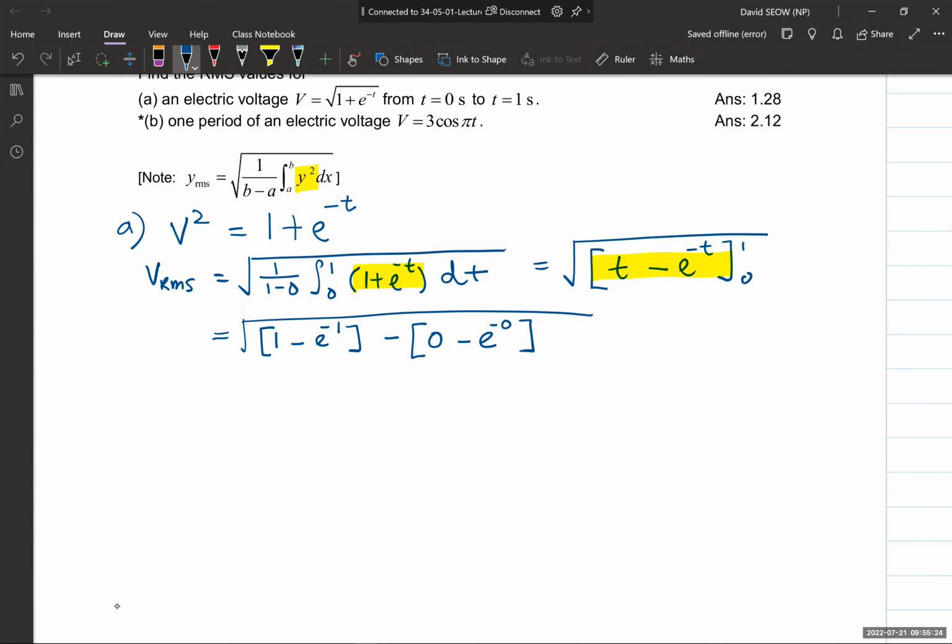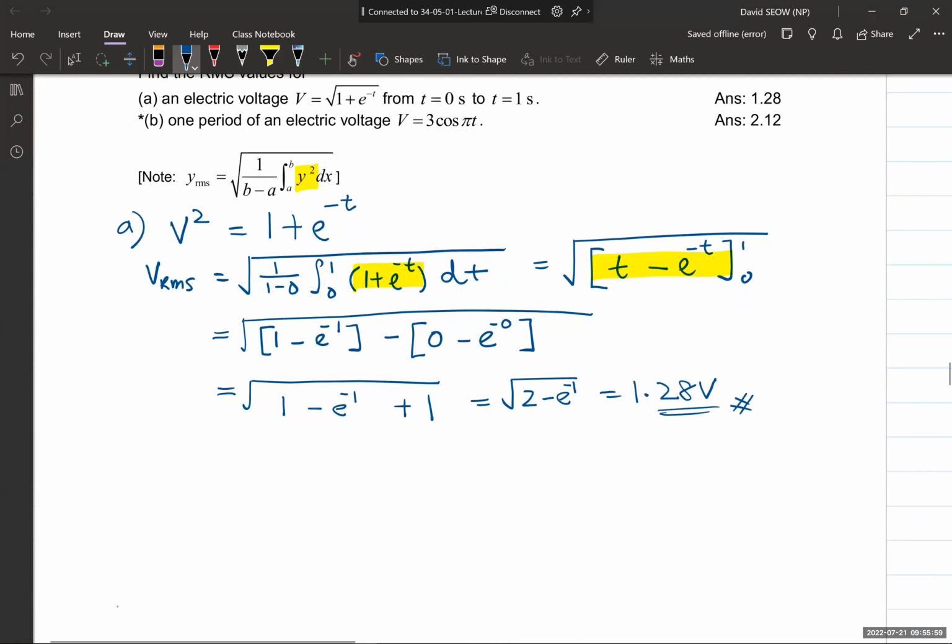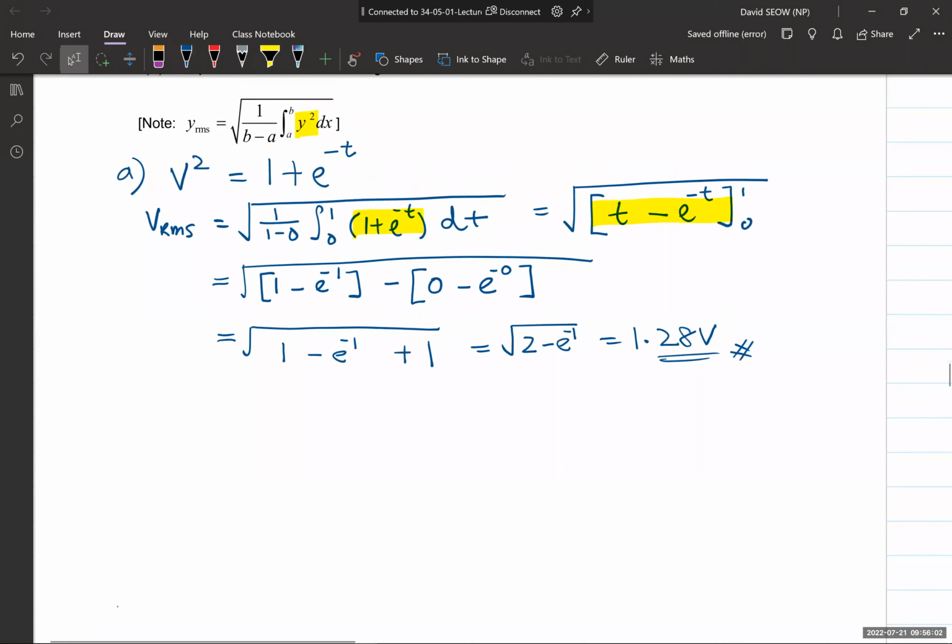So what I have will be square root 1 minus e to the power minus 1, and this will be minus, will be plus 1, right? So I will end up having this 2 minus e to the power minus 1, and when I use a calculator, I will get 1.28. Remember the units, the RMS is in volts, so 1.28. I think the answer did not mention the volts. We need to put in the volts.